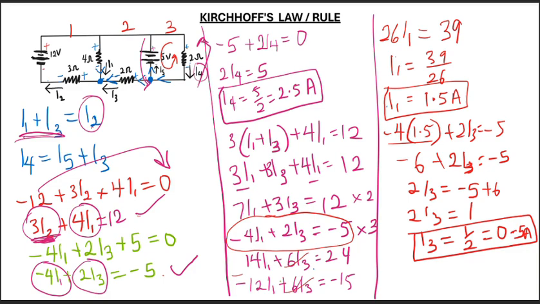Now i2 is the combination of i1 and i3. I can just add i1 together with i3. So i1 is 1.5, i3 is 0.5. Adding them together, I will have 2 ampere for my i2.